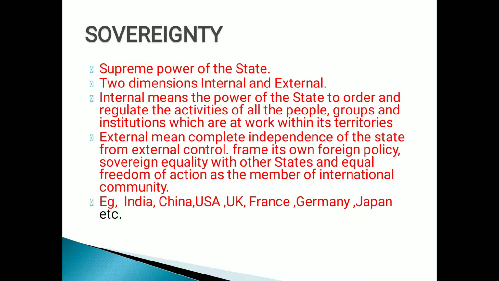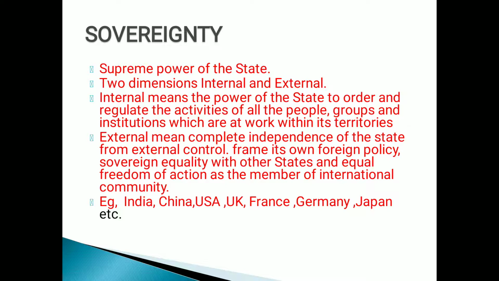Clear, children? So these are the four essential elements of the state. A state comes to be a state only when it has all these elements. However, out of these, sovereignty stands accepted as the most important, exclusive element of the state. No other organization or institution can claim sovereignty. An institution can have population, territory and government but not sovereignty, right?